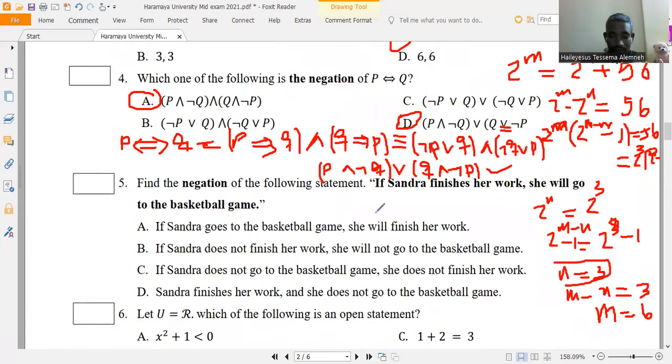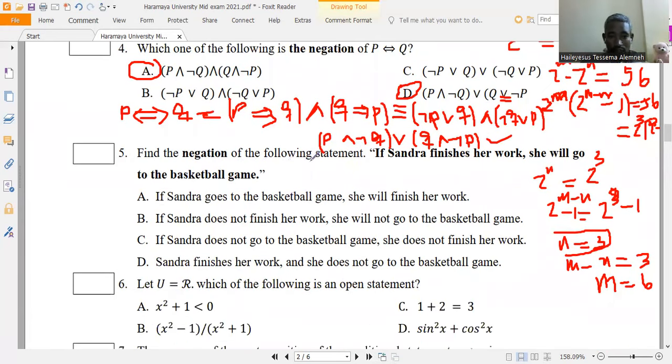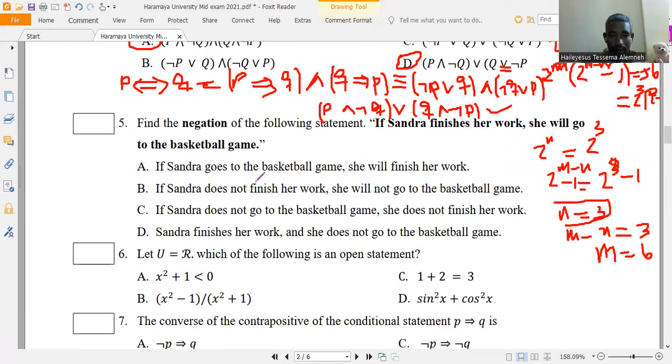Find the negation of the following statement: if Sandra finishes her work, she will go to the basketball game. This is a conditional statement, P implies Q.